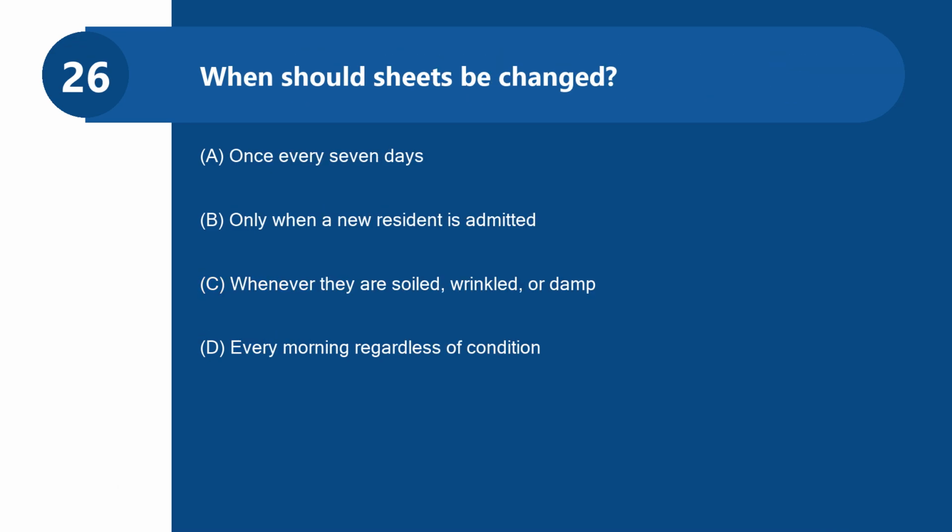Question 26. When should sheets be changed? Option A, once every 7 days. Option B, only when a new resident is admitted. Option C, whenever they are soiled, wrinkled, or damp. Option D, every morning regardless of condition. The correct answer is option C, whenever they are soiled, wrinkled, or damp.